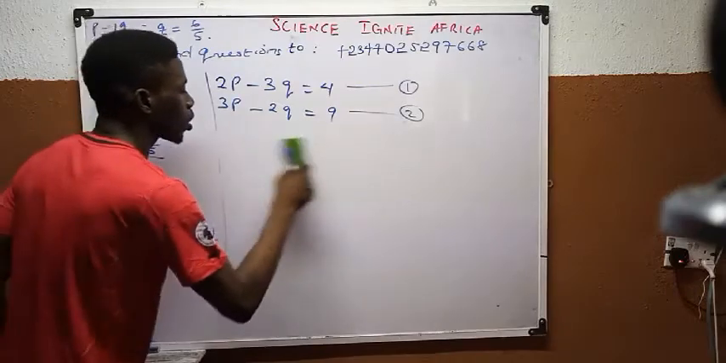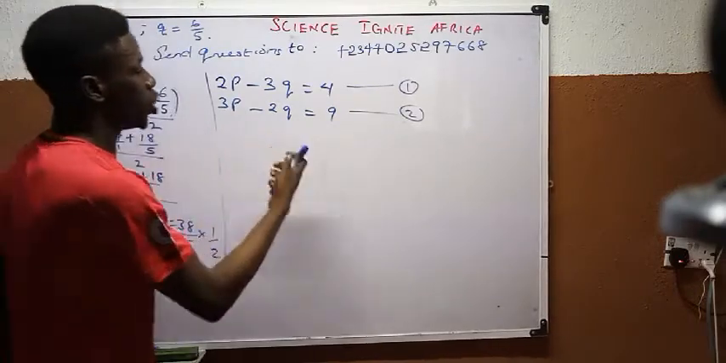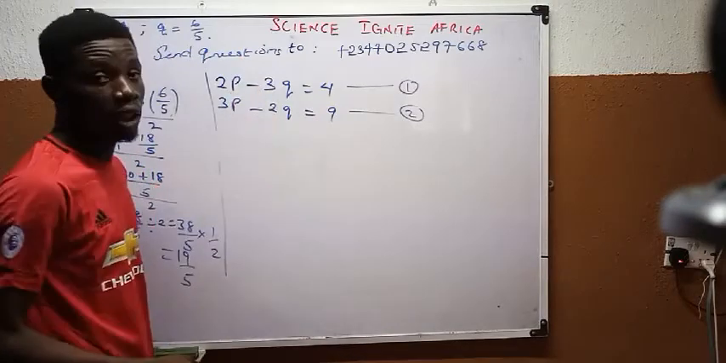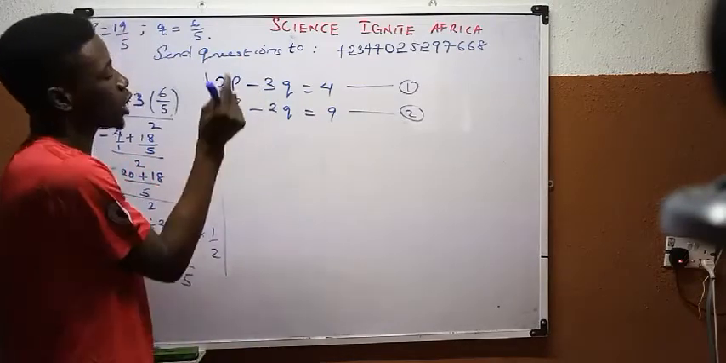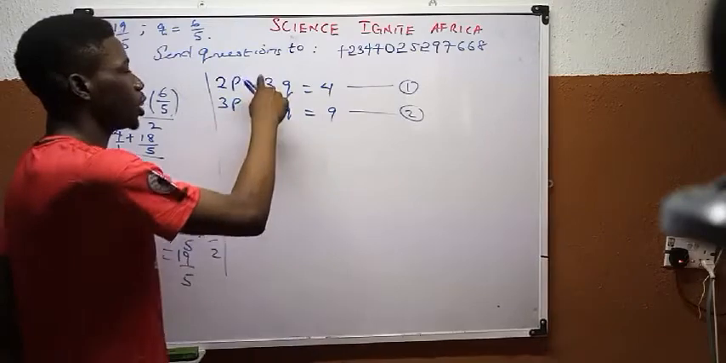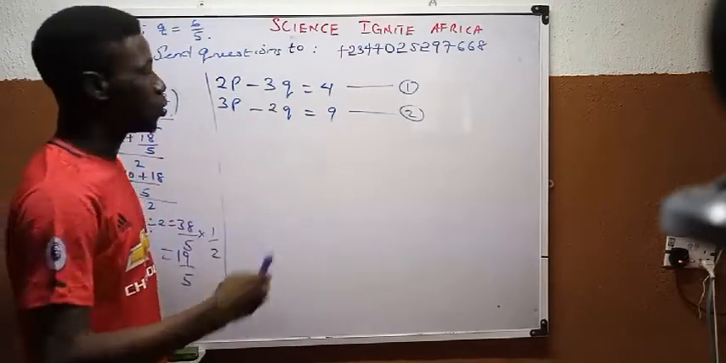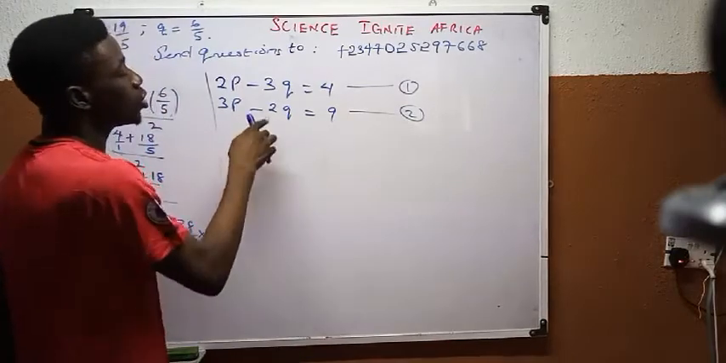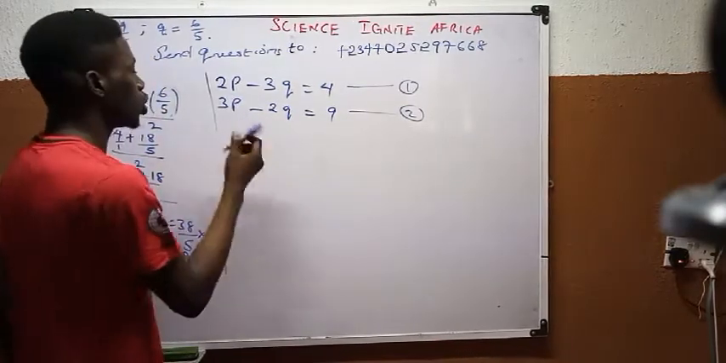But in this situation, we have 3 here, we have 2 here. There's no whole number that we can use to multiply 2 that will give us 3. Which implies that as you are doing something for this equation, you are doing something for this equation as well. So let's see what we'll do. The coefficient of this Q here is 2. So I will use this 2 to multiply equation 1.